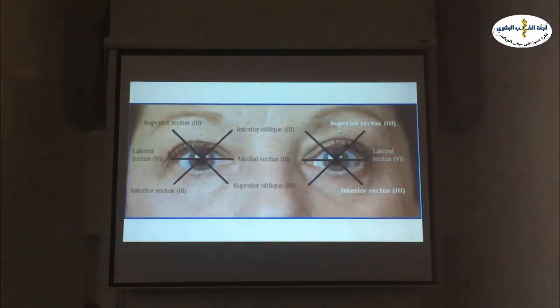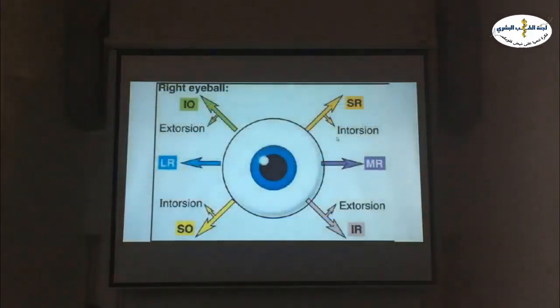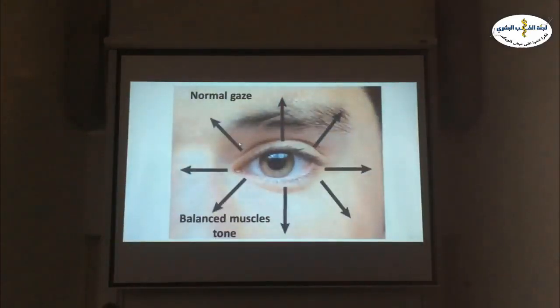These are the axes of eye movements. These are the muscles. This is the medial side. Superior rectus is what? Up and in. We're going to ignore this intorsion. Medial rectus is simple medially. Lateral rectus is simple. Inferior rectus, okay, is down and in. Superior oblique is down and out. Inferior oblique is up and out. Here are the muscles in balance.